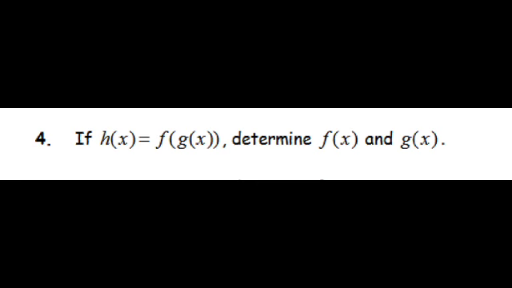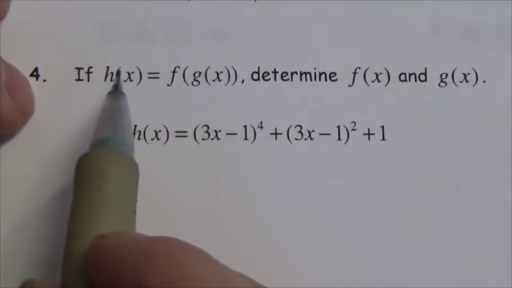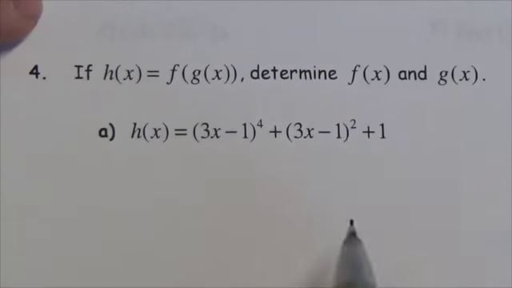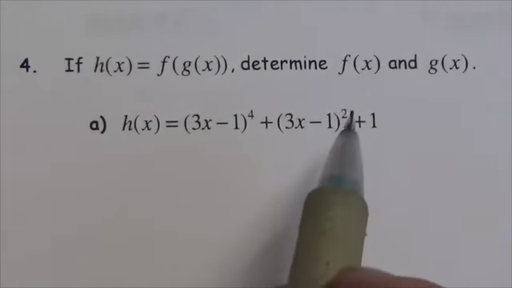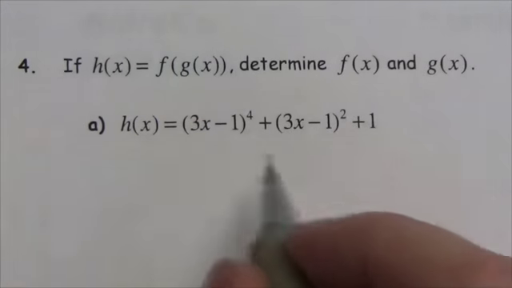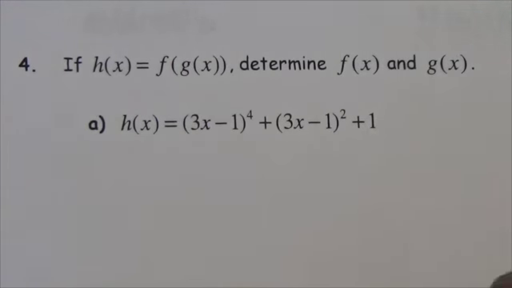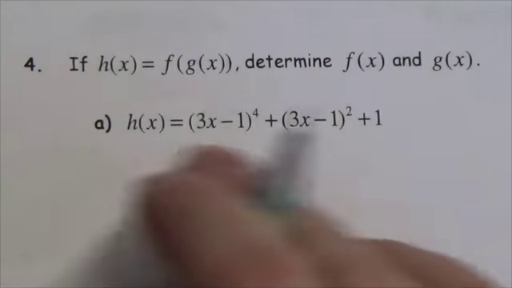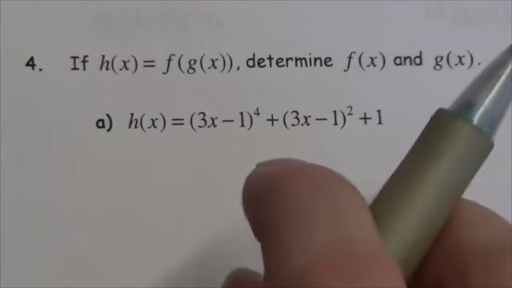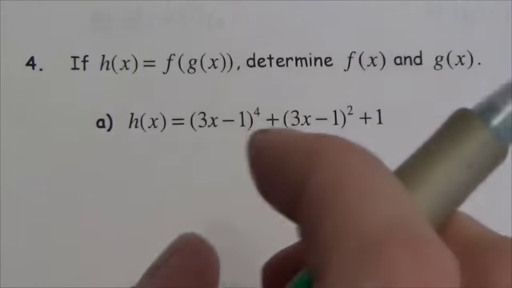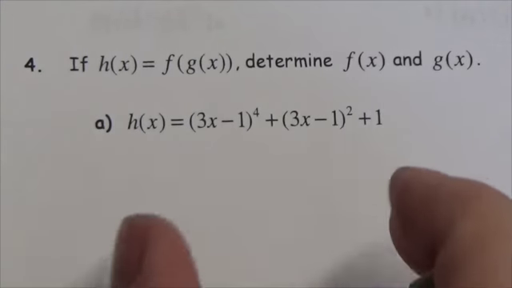If h of x is equal to f of g of x, determine f of x and g of x. Okay, this is an interesting question. We're told that h is the composition of f and g. Now we're supposed to take a look at h and basically decompose it back into f and g. Now, this actually is up to a little bit of interpretation. This one I think is quite clear what they want you to do with this. Remember that g is inside f. G takes the place of the x inside the f function here.